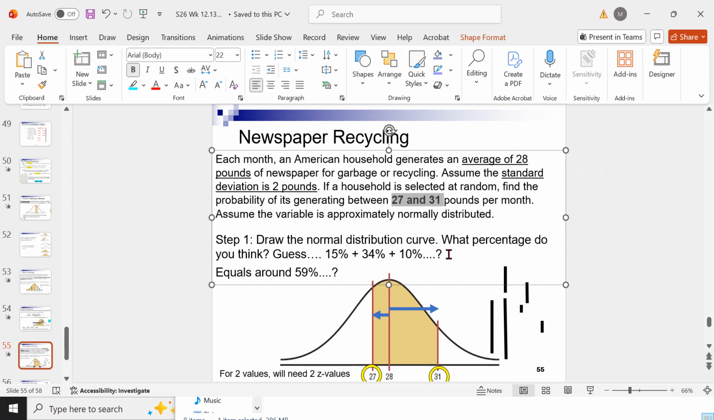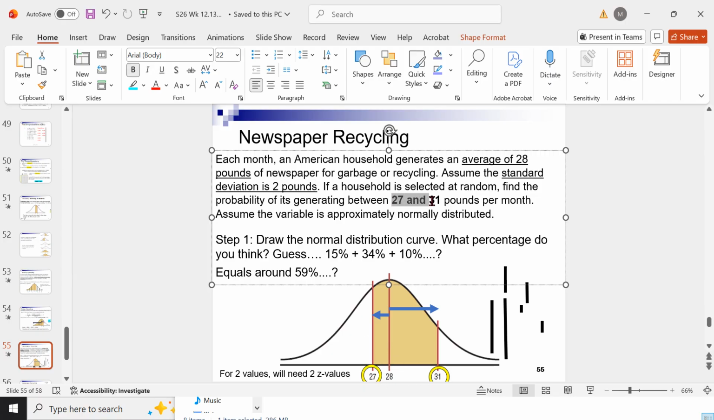So again, draw it out. The curve, boom, done. The mean, 28. The standard deviation going right would be 30, 32, 34, right? Because the standard deviation is 2 pounds. Going left would be 28 minus 2 is 26, 24, 22. Now you can draw in what you're looking for.